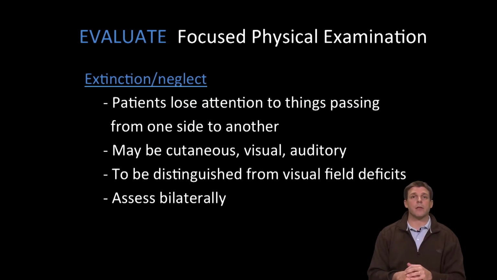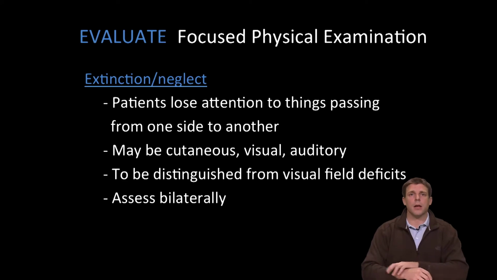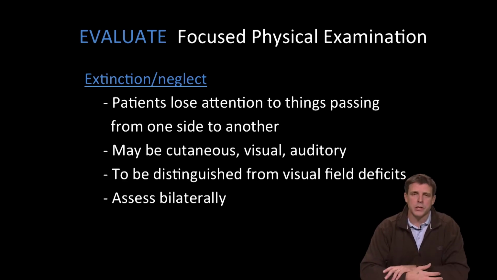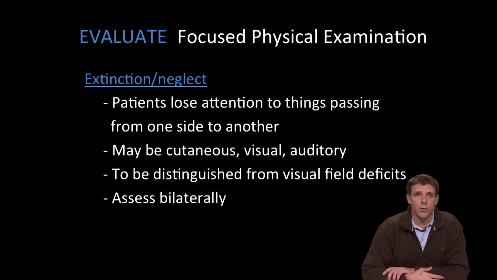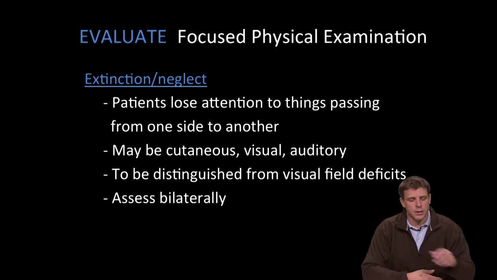And then, of course, we have extinction and neglect. What extinction and neglect are is essentially the loss of a patient's attention to an object or an item as it passes from one side to another. Extinction and neglect can come in multiple sensory modalities. You can have cutaneous neglect, visual neglect, and auditory neglect. This can be hard to distinguish from other deficits like visual field deficits or other sensory deficits. And of course, we do assess this bilaterally as with the other components of the neurologic examination.